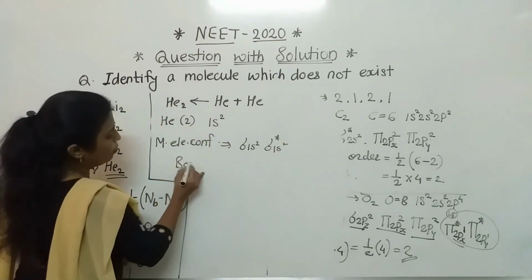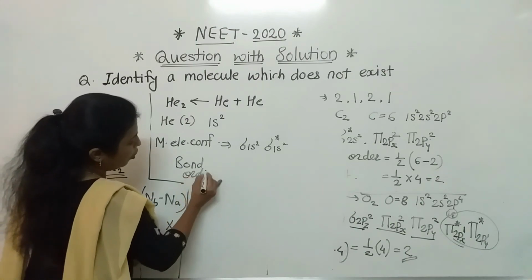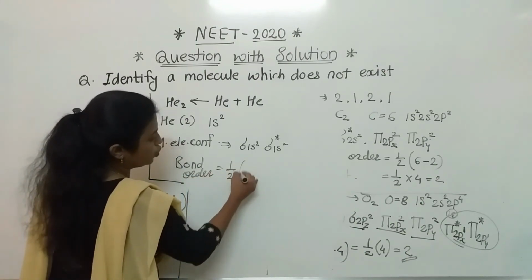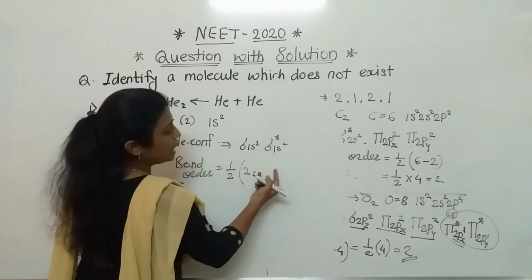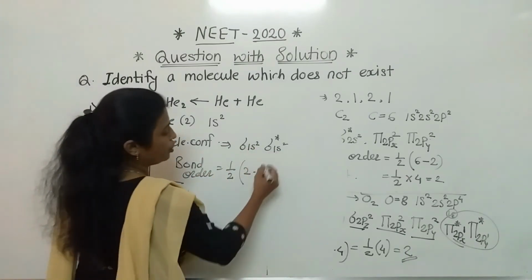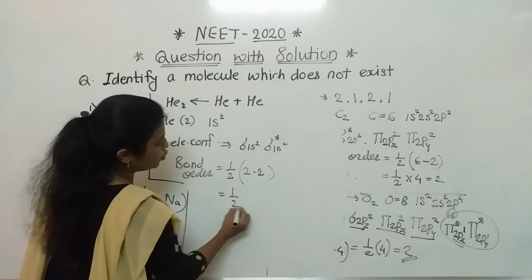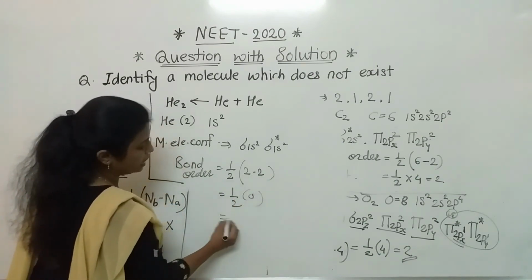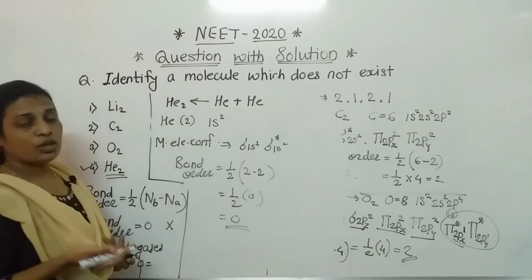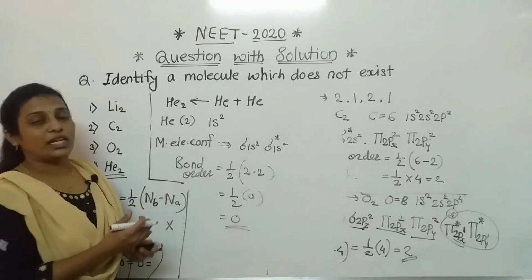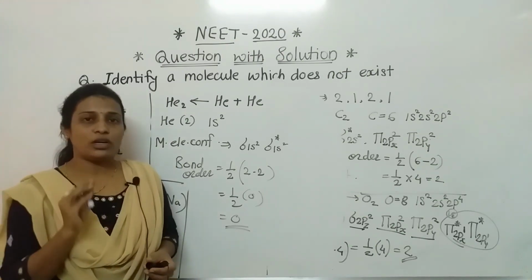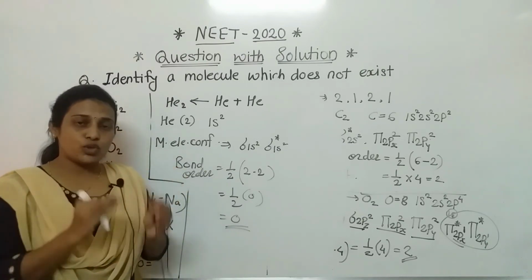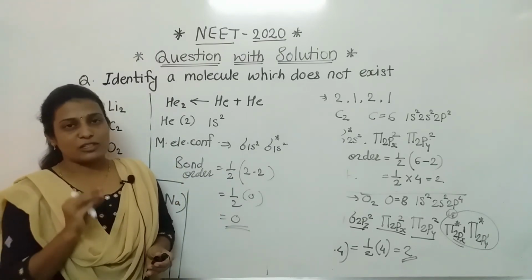Now see here, bond order. Bond order is equal to 1 by 2 into the number of electrons present in the bonding, that is 2, minus the number of electrons present in the antibonding, that is 2. Means here 1 by 2 into 2 minus 2, that is 0. And here the final answer is 0. So as I told you in the beginning, when bond order is equal to 0, then that molecule does not exist. And that is true for the inert gases specifically.